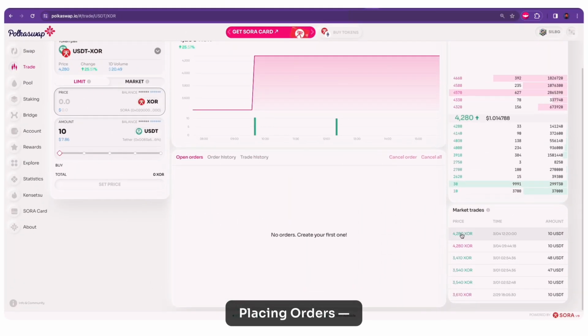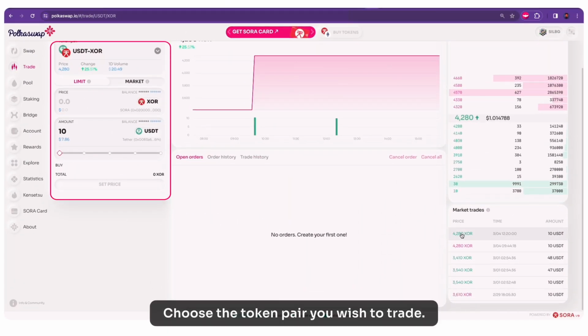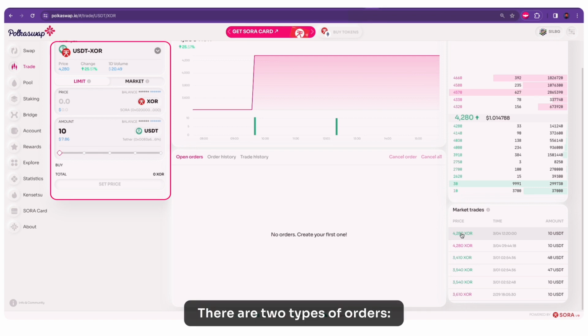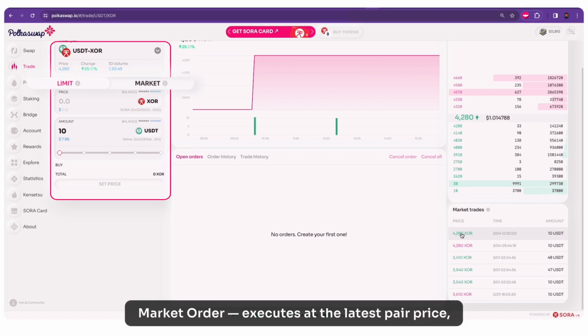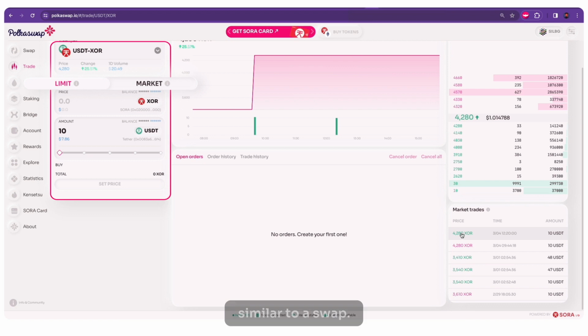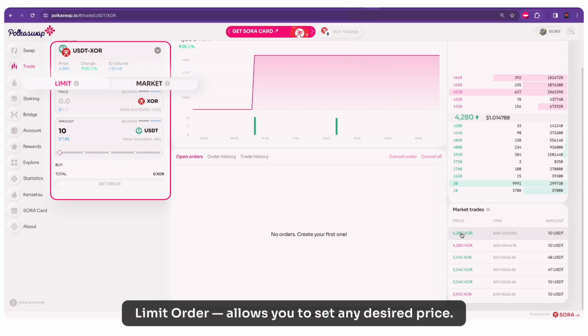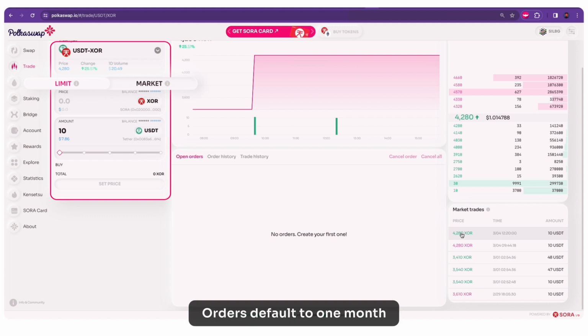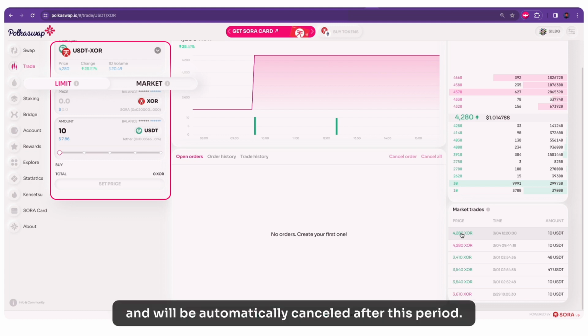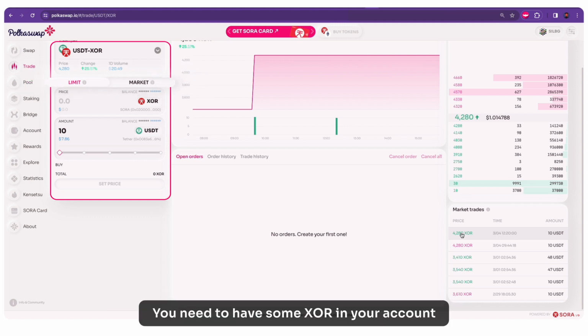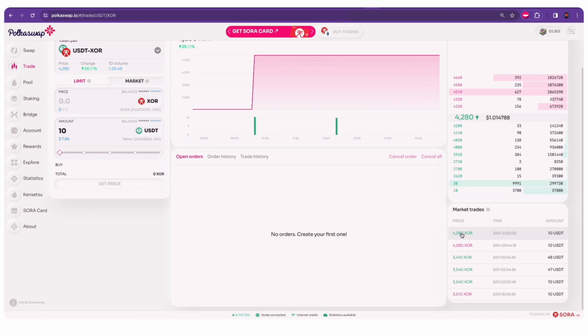Placing orders. Choose the token pair you wish to trade. There are two types of orders. Market order executes at the latest pair price, similar to a swap. Limit order allows you to set any desired price. Orders default to 1 month and will be automatically canceled after this period. You need to have some XOR in your account to pay a small fee in order to place an order.